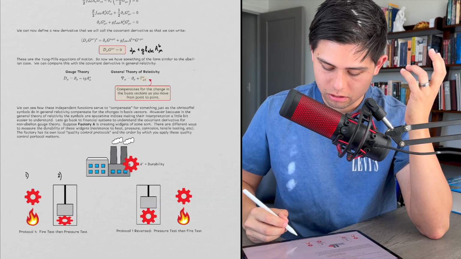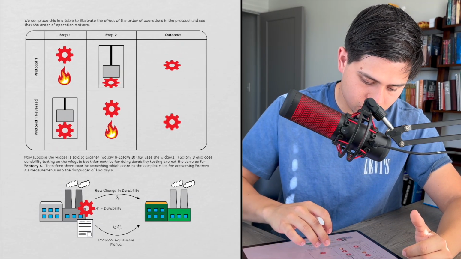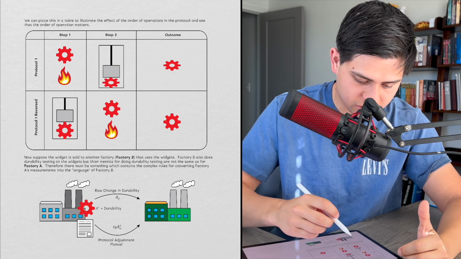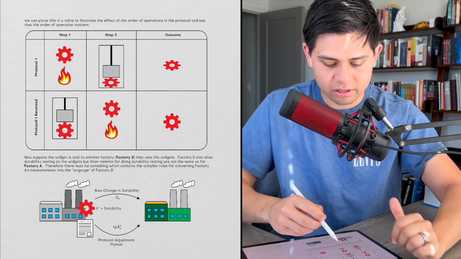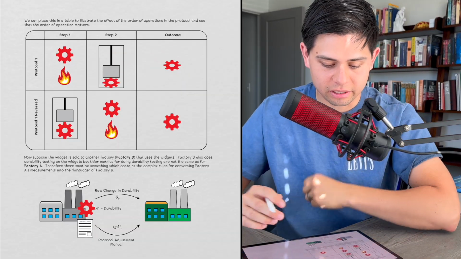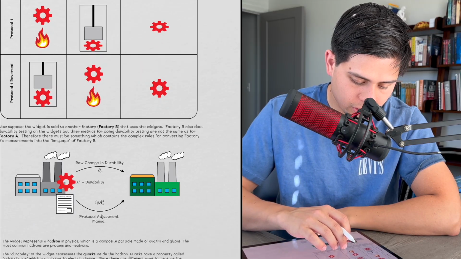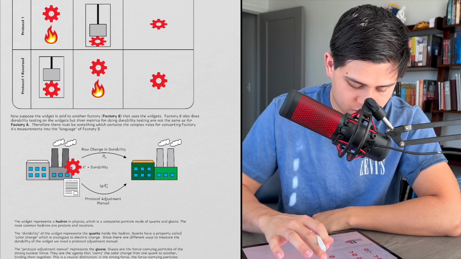So, that's all fine and good. Let's now take a look at this. What I did here is I said step 1 was to do fire strength, step 2 was to do pressure strength, and the outcome was something that looked like this. Protocol 1 in reverse, the outcome was something that looked like this.